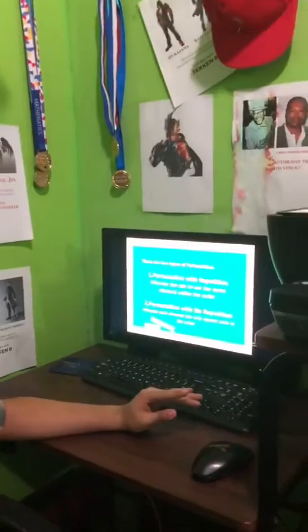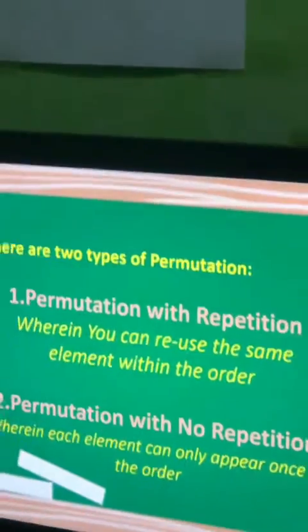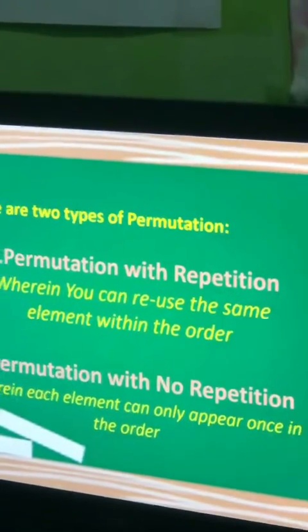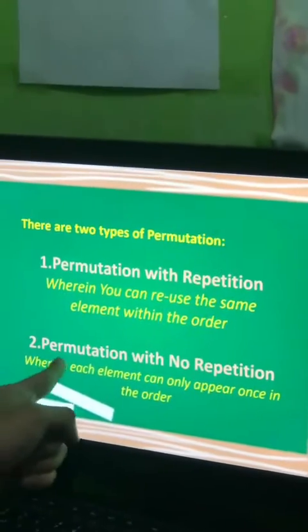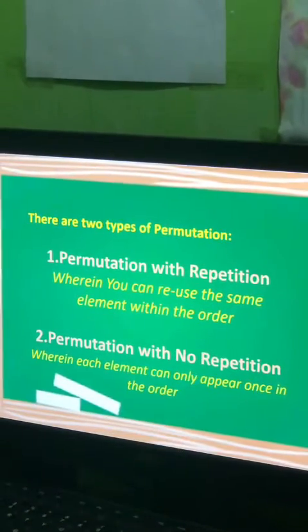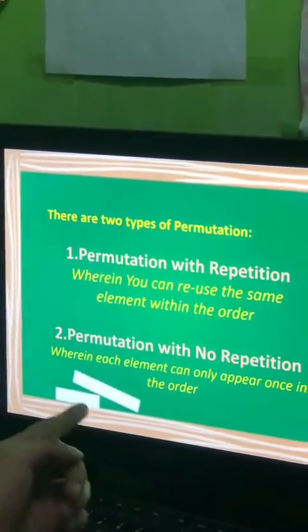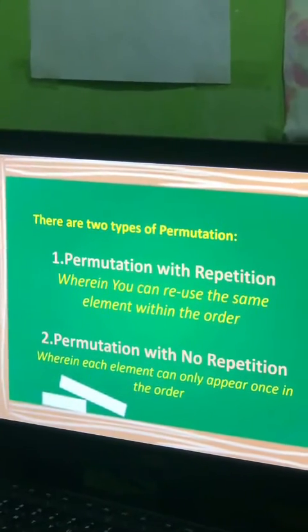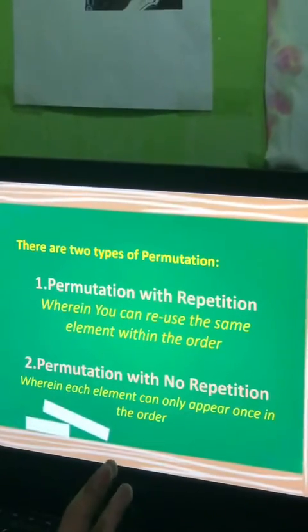These are the two types of permutation. One is permutation with repetition, wherein you can reuse the same element within the order. And two, permutation without repetition, wherein each element can only appear once in the order.